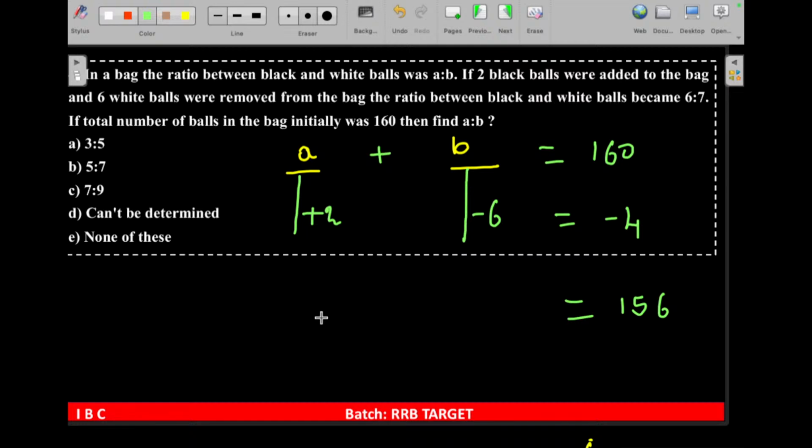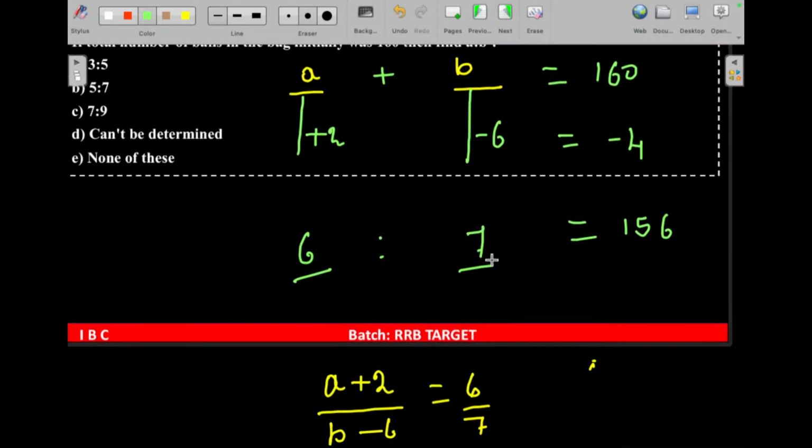I know how many white balls are there, how many black balls are there in the ratio. How many black balls and white balls are there? 6:7. Now I can calculate, which means 6:7 means total 13 parts, 13x. 13x is equal to 156. One part is equal to 12, 13 twelves. 6 parts is equal to, now I have 72 balls.